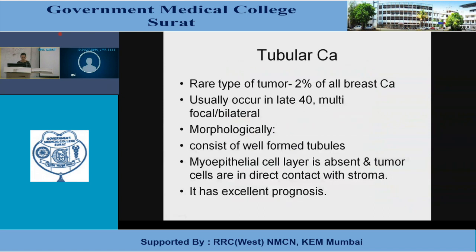Tubular carcinoma. This is a rare type of tumor, 2% of all breast carcinomas, usually occurring in the late 40s. These are multifocal or bilateral. Morphologically, they consist of well-formed tubules. The myoepithelial cell layer is absent, and tumor cells are in direct contact with the stroma. But it has an excellent prognosis. So in all cases of breast carcinoma, the best prognosis is that of a tubular carcinoma.